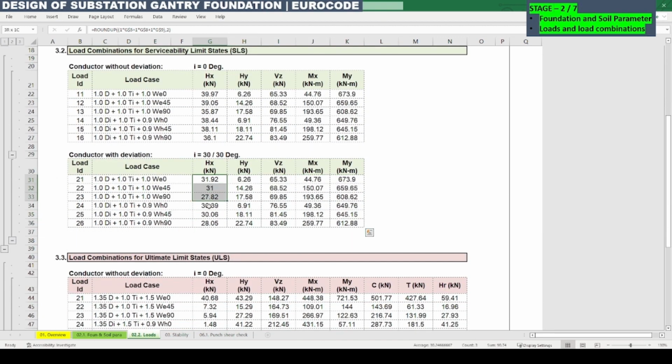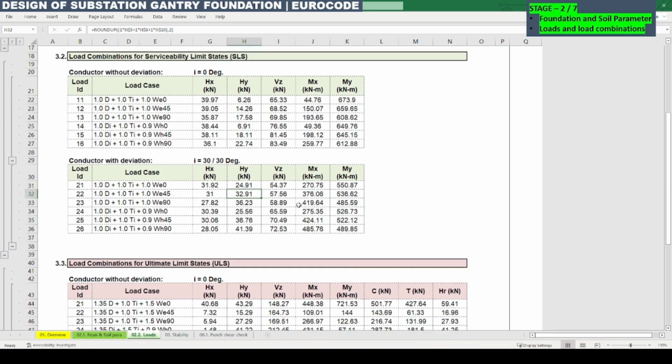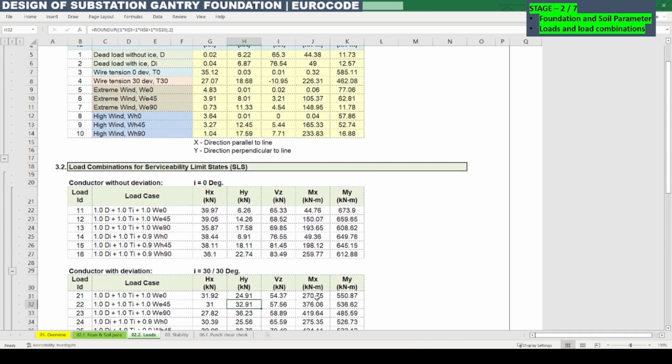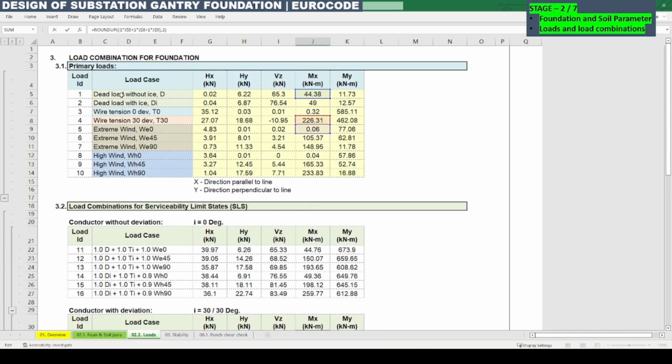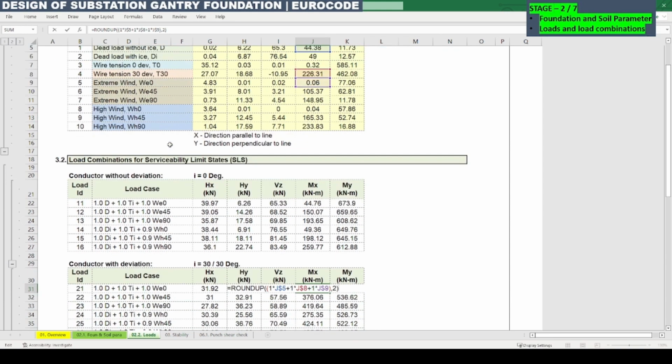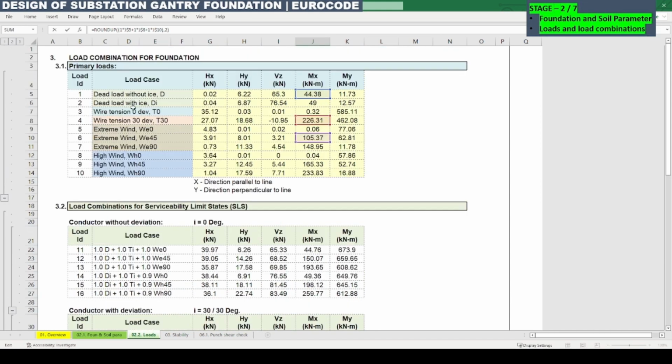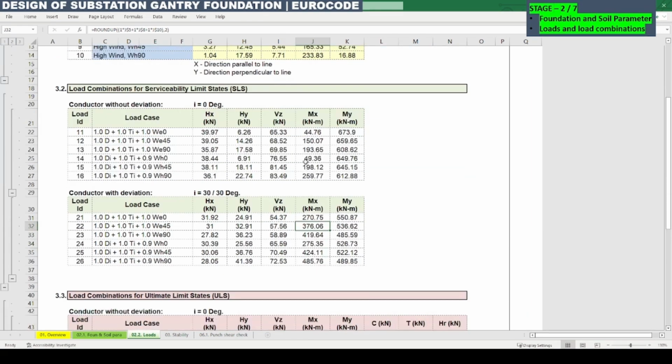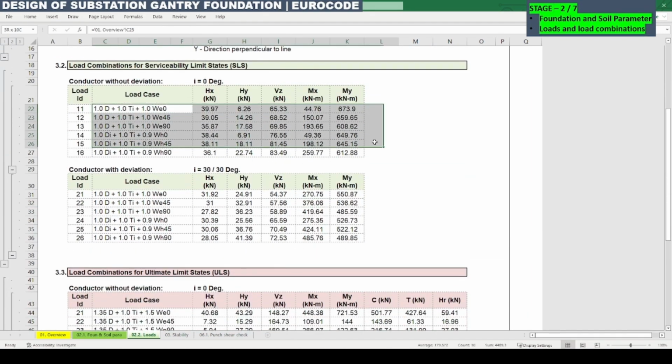So we have completed for X, then we can copy paste for Y, V, Z and M of X, so that you can see that this case is dead load without ice plus wire tension with deviation plus extreme wind 0 direction. So this is like dead load without ice, wire tension, extreme wind 45-degree for moment M of X. So now this table is corrected.